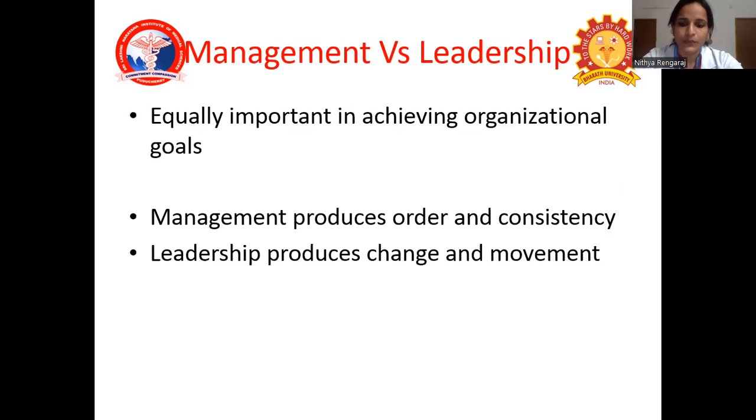So here you need to understand the difference between two terms, management and leadership. Both are equally important in achieving organizational goals. One produces, that is management, produces order and consistency. I'll explain the differences much better in the next slide.